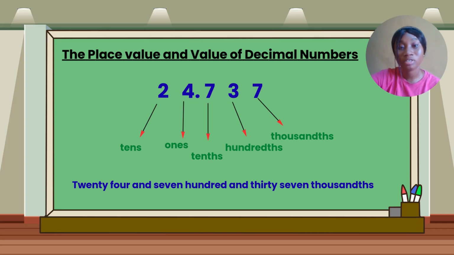The number in my hundredth position, I have 3. So that's going to be what? 3 over 100 or 0.03. Now for my number in the thousandth position, that is 7. So I'm going to have 7 over 1000 or 0.007. Okay, so you can see that the place value of decimal numbers is very, very simple.